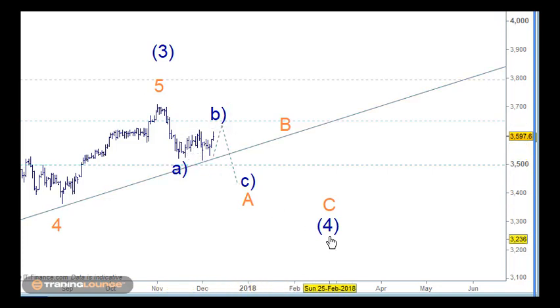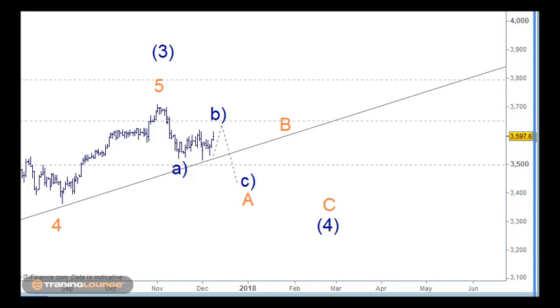So it means that this wave 4 could even turn into a triangle pattern as an A and a B and a C and a D and an E wave here, and then a move up. So we are moving into a complex correction, but we'll do our best to navigate through that.